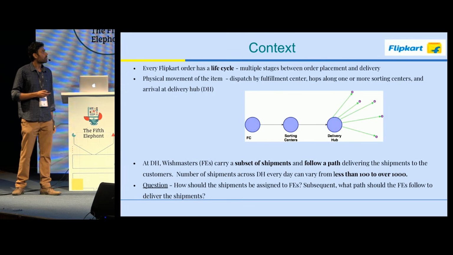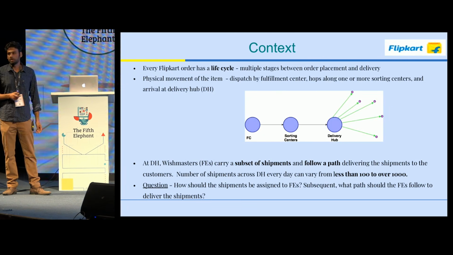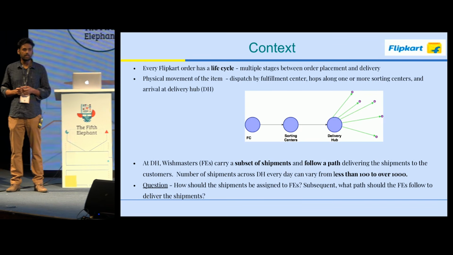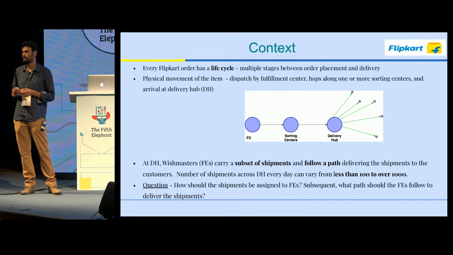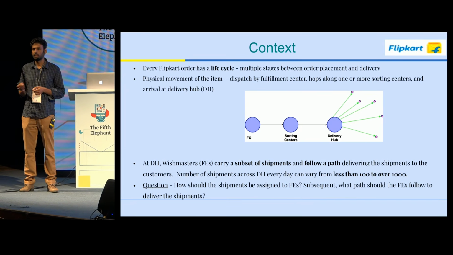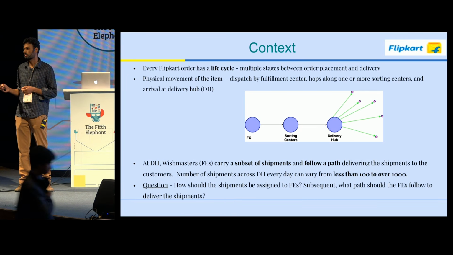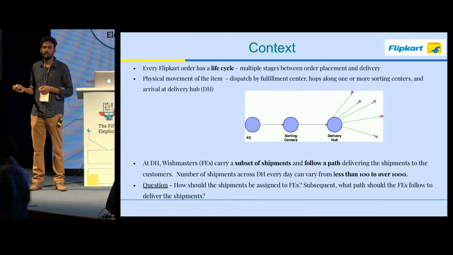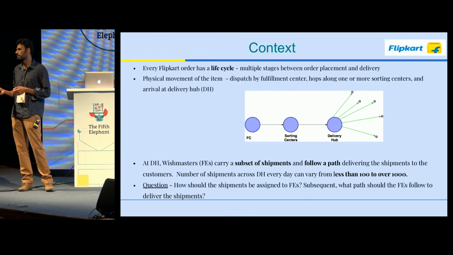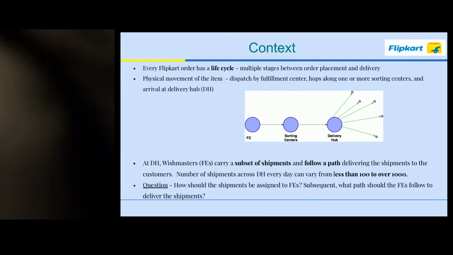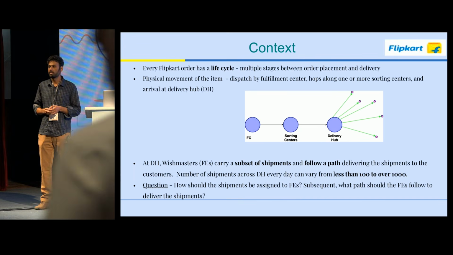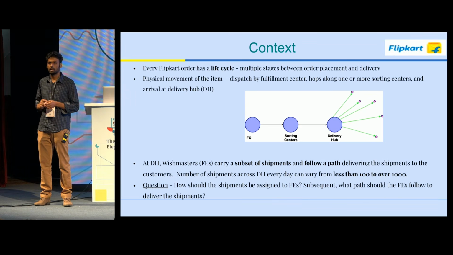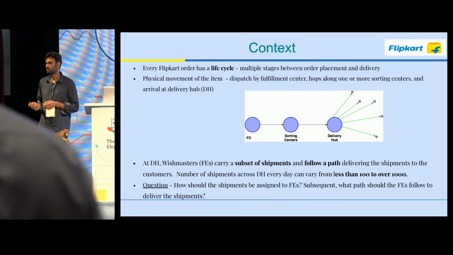So, when you order an item on Flipkart, the order goes through multiple stages. If you look at the physical movement of the item, then it gets dispatched from the warehouse, hops along a series of sorting centers, and finally lands at the delivery hub. Now, at the delivery hub, you have a wishmaster or a field executive who basically carries a subset of the shipments and then follows a path and delivers the shipments to the respective doorsteps.